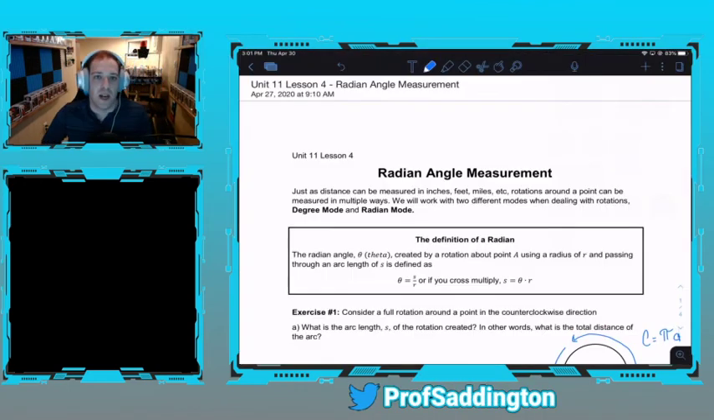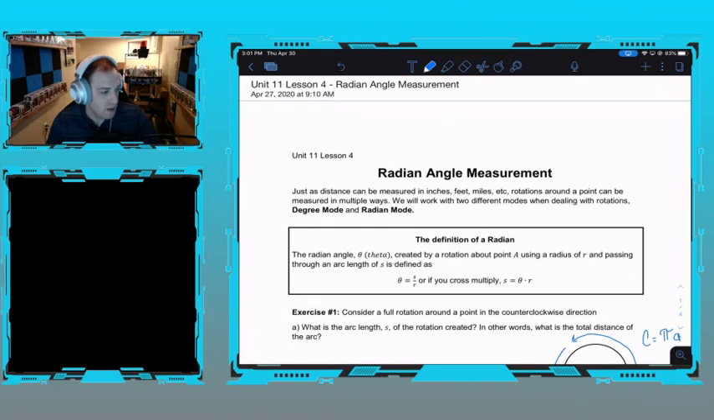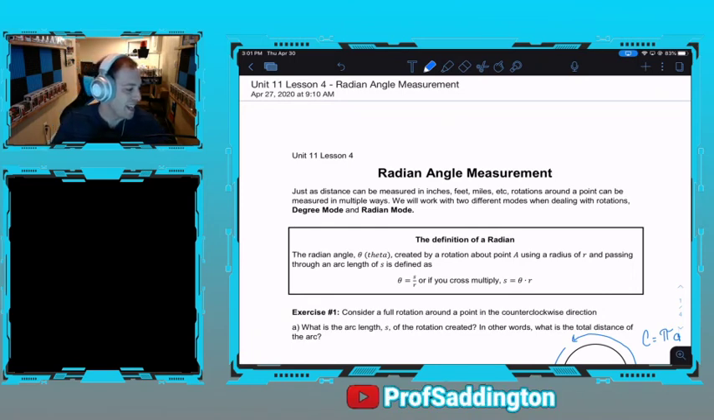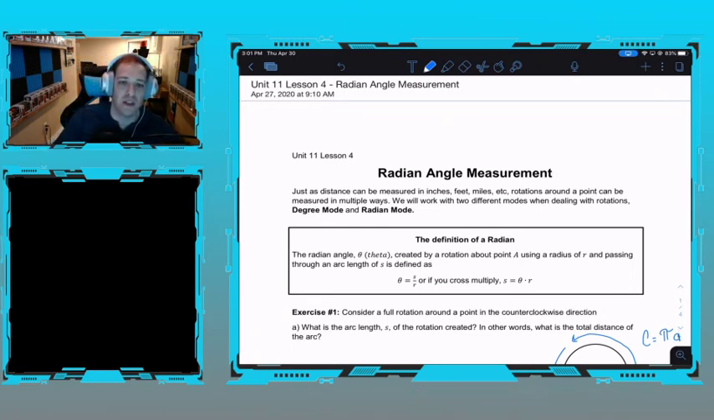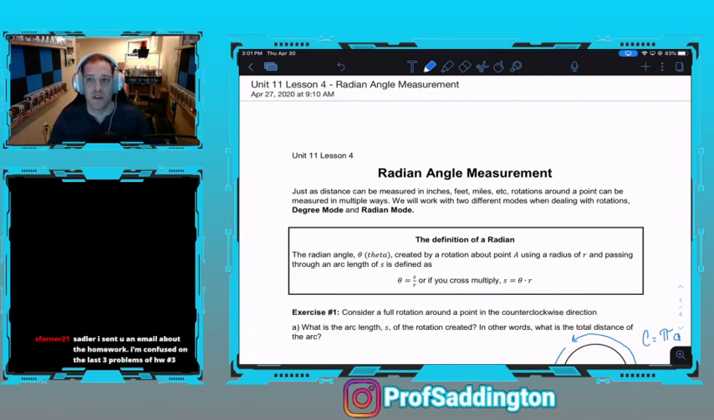So we are going on to Unit 11, Lesson 4, Page 1. We did the second page yesterday. We're doing the first page today.